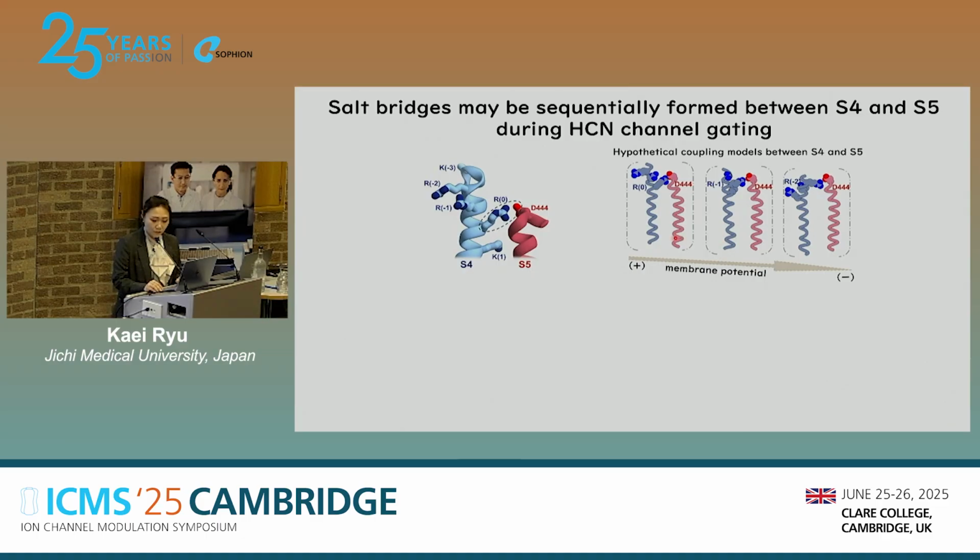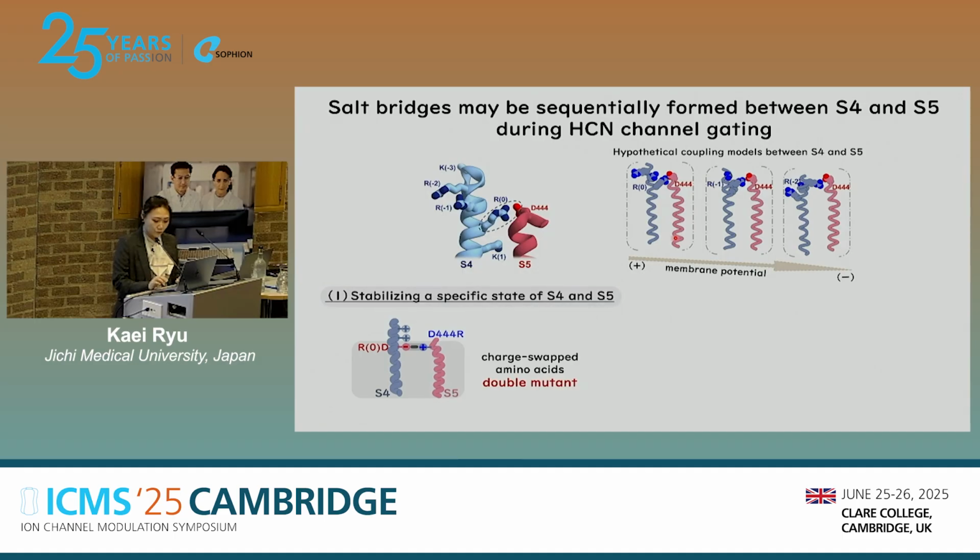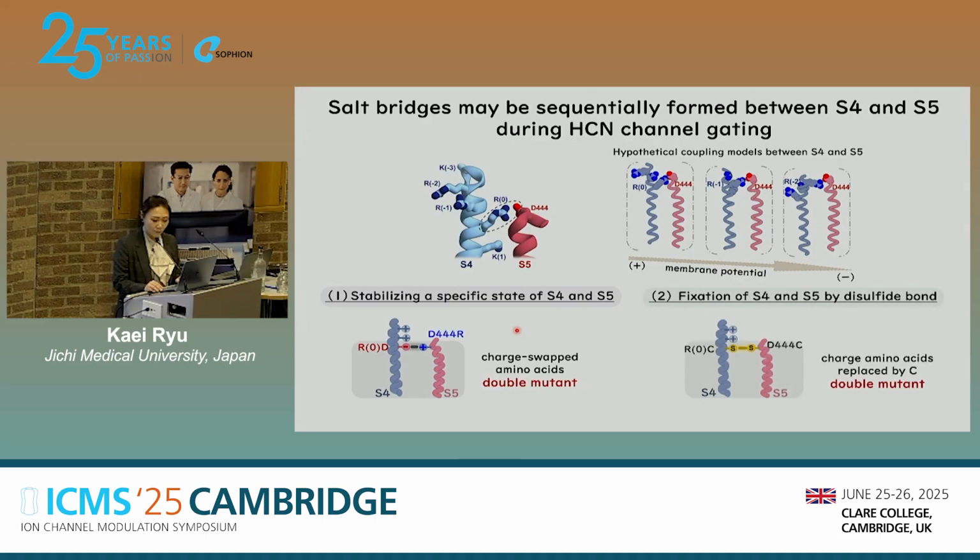Next, we conducted two experiments. The first experiment was to create double mutants by swapping the positively charged amino acids in S4 and the negatively charged amino acids in S5 to stabilize each state. The next experiment was to introduce double cysteine mutants to form a disulfide bond to fix S4 and S5.